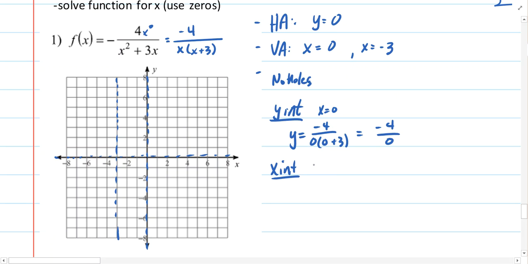As far as x-intercepts go, we're setting y equal to 0. And one of the tricks we learned in the past was to set just the numerator equal to 0. But here again, I wouldn't expect to find anything because we have a horizontal asymptote right at this axis. And it is impossible for 0 to equal -4. So we have no x or y intercepts.